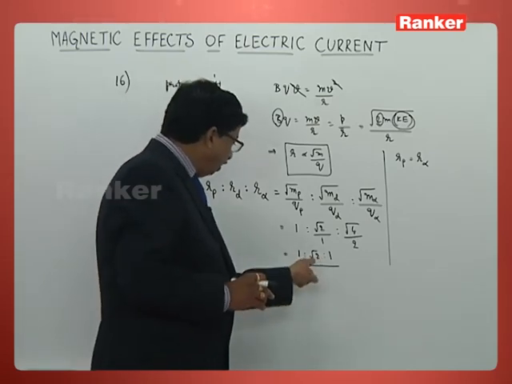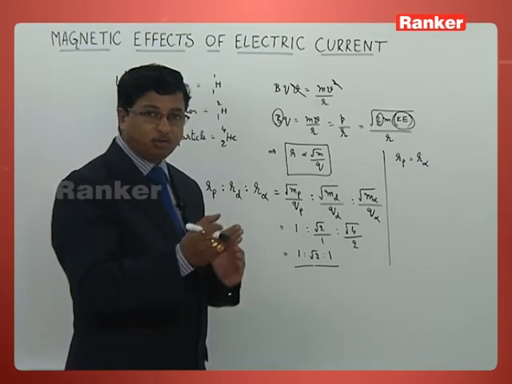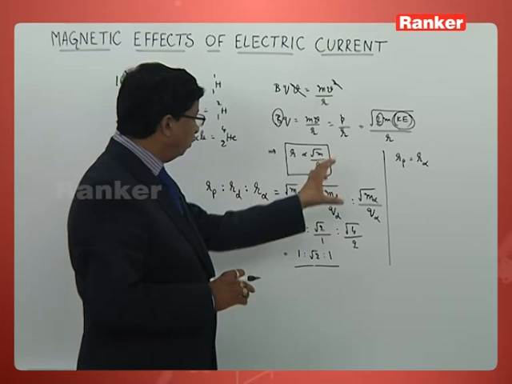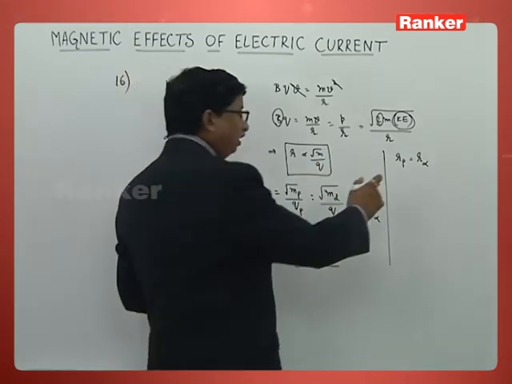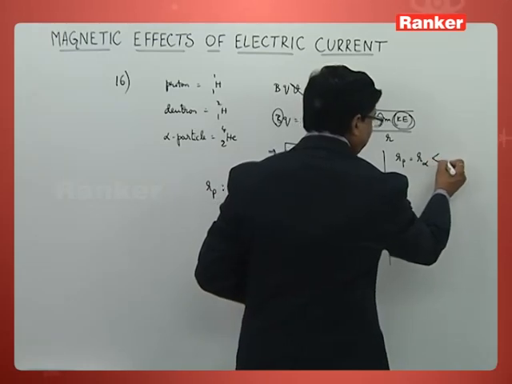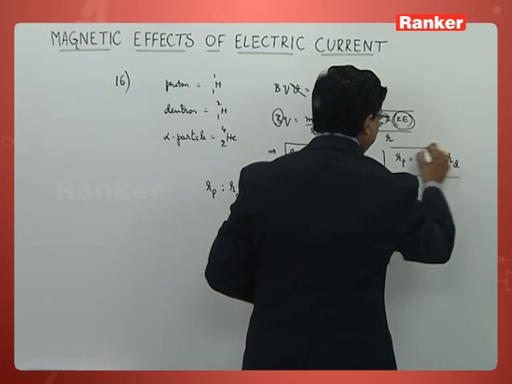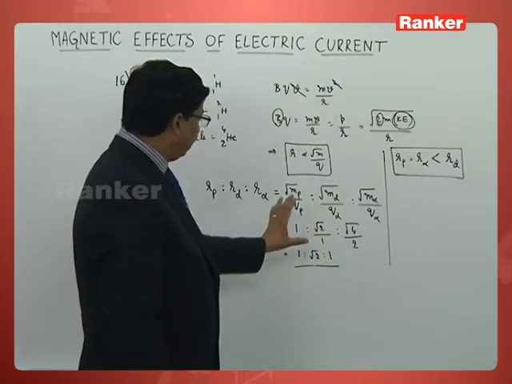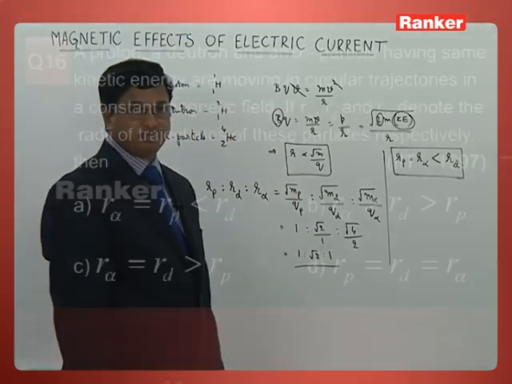And both are less than the second one. Root 2 is 1.414. It's certainly more than these two values. Therefore, these two are numerically equal to 1 and they are supposed to be less than the radius of the trajectory of deuteron as such. So this must be the correct result we can expect from this ratio.